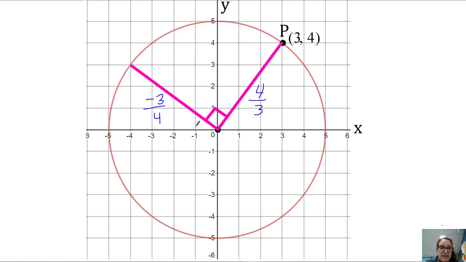Which makes sense because we're going 1, 2, 3, -4 to the left, and then we're going to go up 1, 2, 3 spaces to get to our point. So we'll be at (-4, 3).